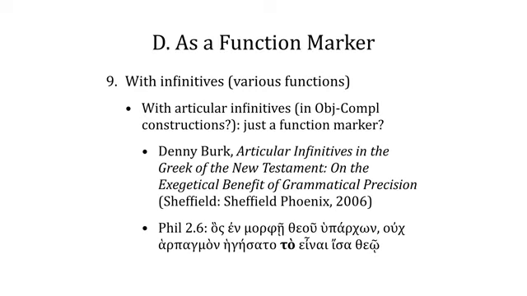Who, although he existed in the form of God, did not regard the state of being equal with God, to einai isa theo, as something to be grasped. Now, what Burke argues here is that the article with an infinitive, that is the object of the infinitive, is used strictly as a function marker. That means it has no semantic value. It does not also function to show that the infinitive is, say, anaphoric.